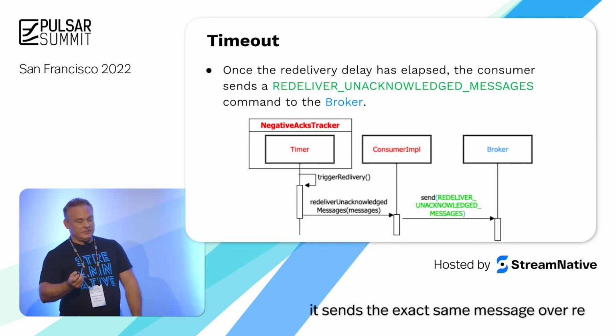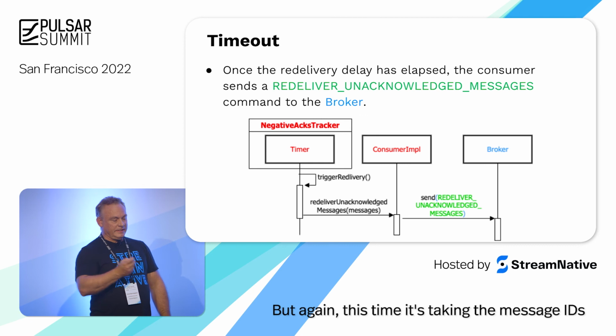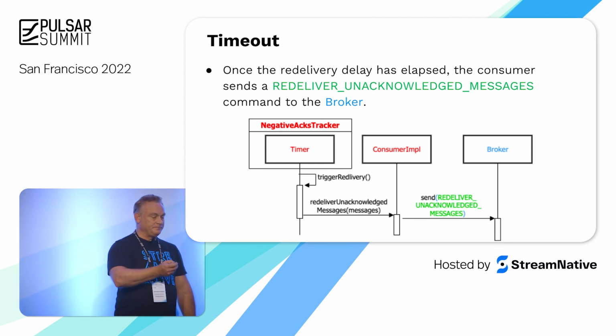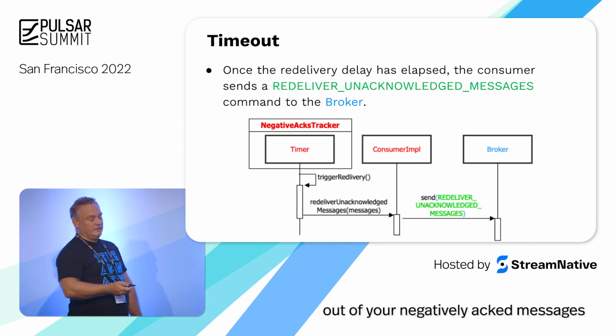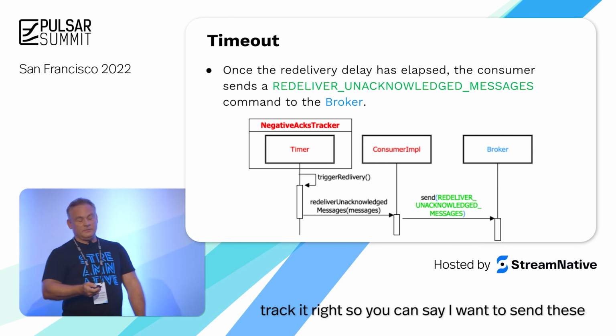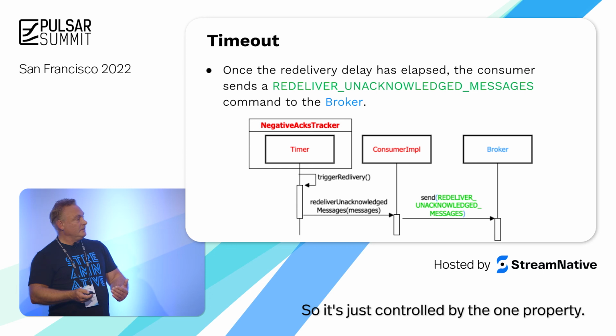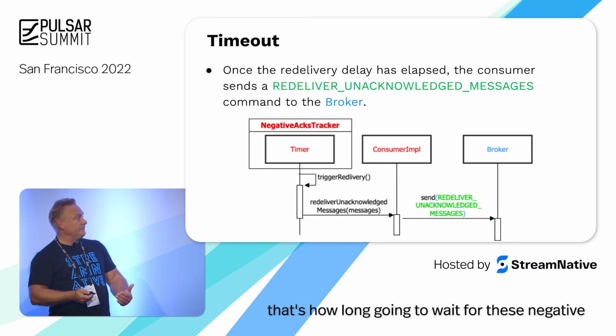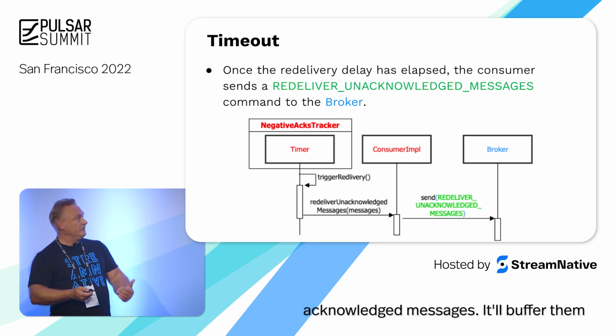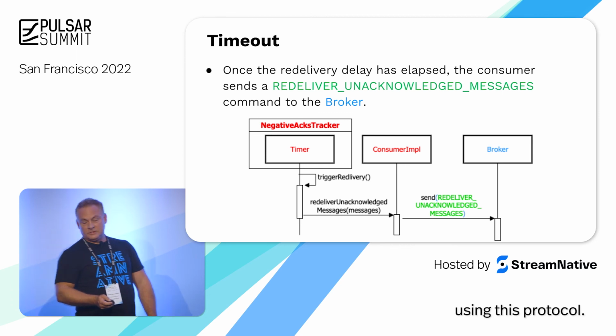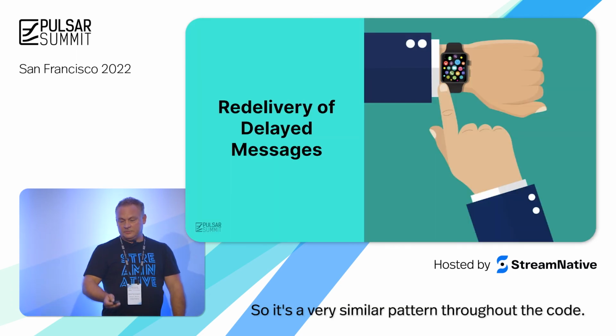It sends the exact same message over, redelivering unacknowledged messages. But again, this time it's taking the message IDs out of your negatively acked messages tracker. So you can say, I want to send these, give me these particular messages, send them again. It's just controlled by that one property. Once that time is up, that's how long I'm going to wait for these negatively acknowledged messages. It'll buffer them and wait to get this information back using this protocol. So it's a very similar pattern throughout the code.